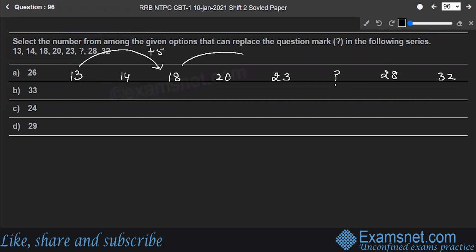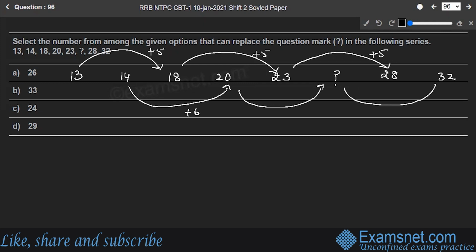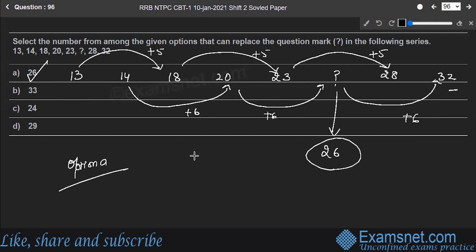Okay, so see over here, plus 5, plus 5, plus 5. And now from 14 to 20, plus 6. I don't know what here, and I don't know what here, but plus 6, then here is plus 6 and plus 6. Let's try it out. So 20 plus 6 will give me 26, and 26 plus 6 will give me 32. That means this is absolutely correct. So I have option A as the correct answer.